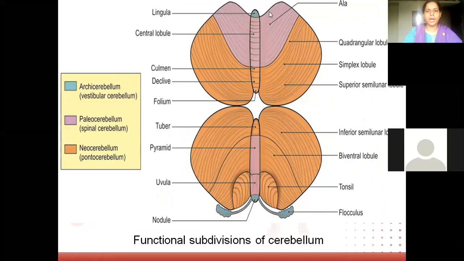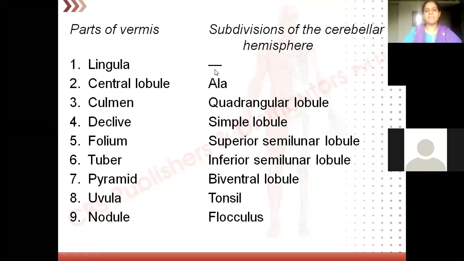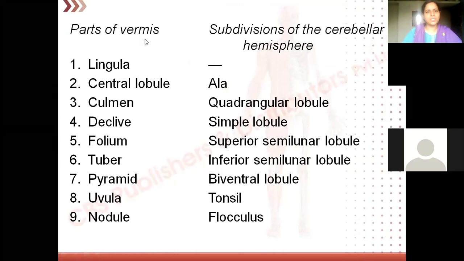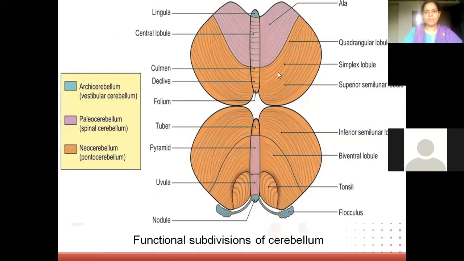First we have the lingula. Corresponding to the lingula, we do not have any subdivision of the cerebellar hemisphere. The second subdivision of the vermis is the central lobule. Corresponding to the central lobule, we have the ala. Then the next subdivision of the vermis is the culmen. Corresponding to the culmen, we have the quadrangular lobule. It is written here.